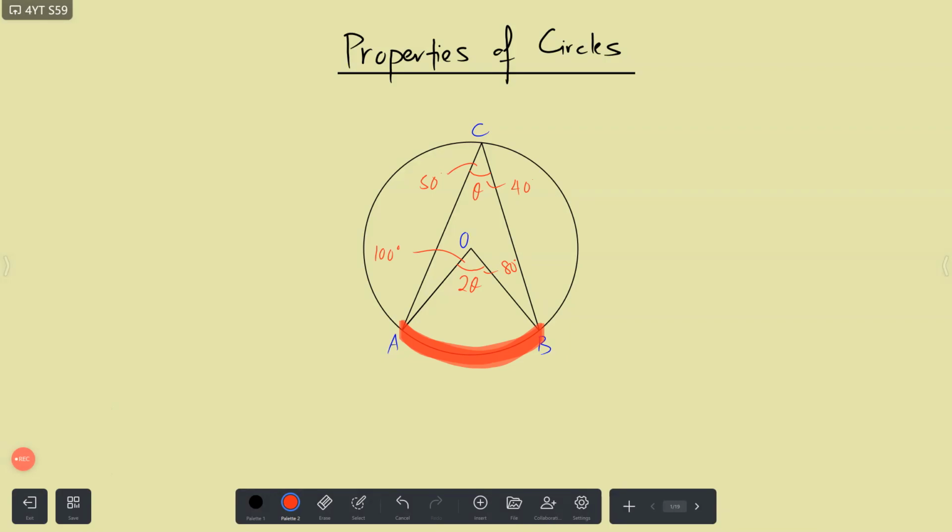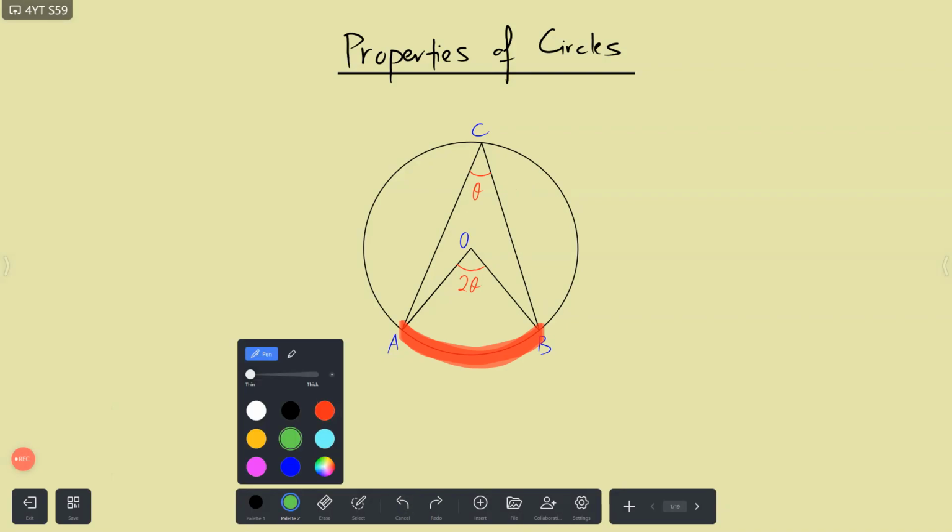So the condition is that they must both have the same arc AB, and one must be at the center, one must be at the circumference. Then you can observe this law. Okay, let me show you one more thing. Another way to find this angle is by tracing their starting and the ending point. Okay, so now look at the green line. I'm going to show you the green line.